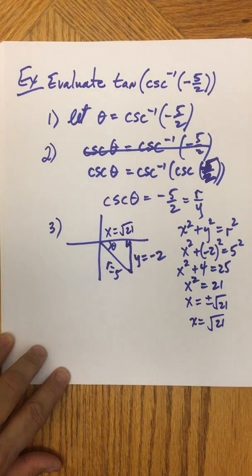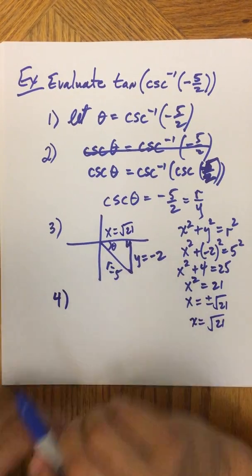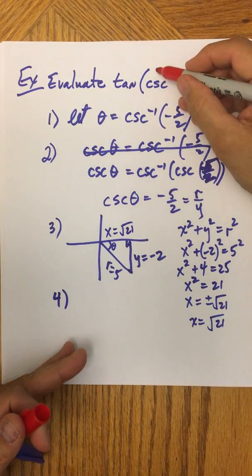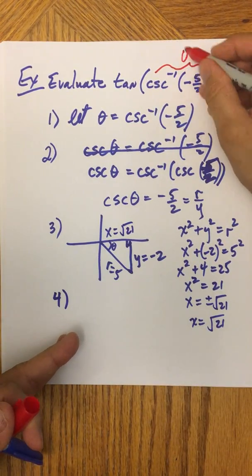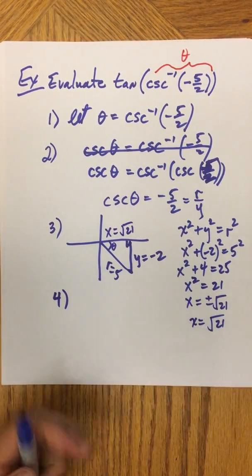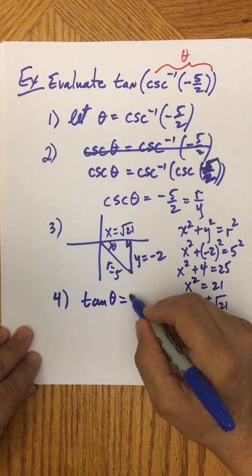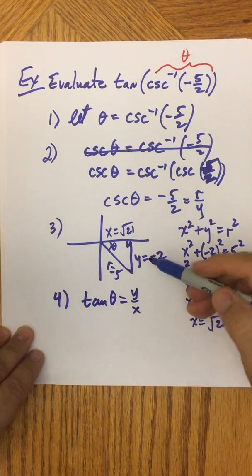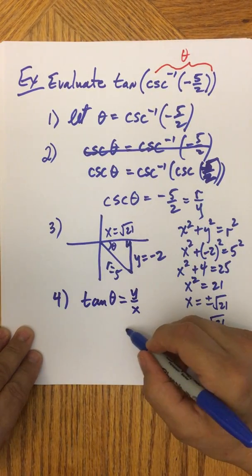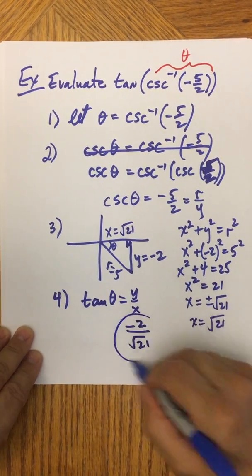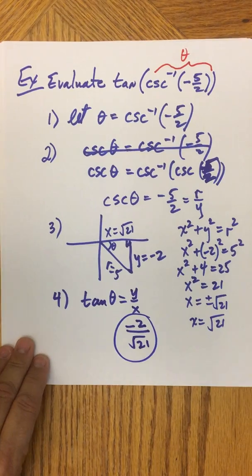Okay. Now, what I was originally trying to find here, since I let theta be all of this, right? I'm really finding tangent of theta. So I want to find tangent of theta, which is y over x. And now I can say, oh, well, that's going to be -2 over square root 21. And that's my answer.